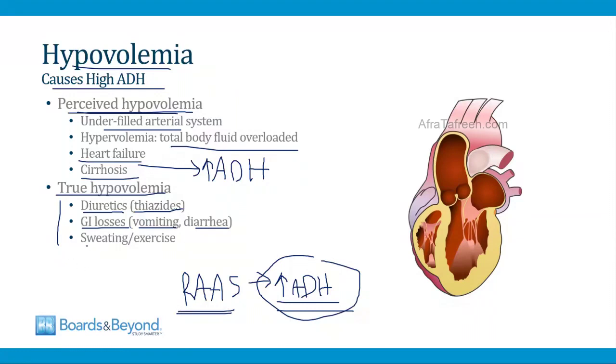And then lastly, patients who are sweating or exercising will lose volume and the RAS will become activated, and this raises ADH levels. So if these patients are drinking free water and not something like Gatorade that has electrolytes in it, they can easily become hyponatremic.